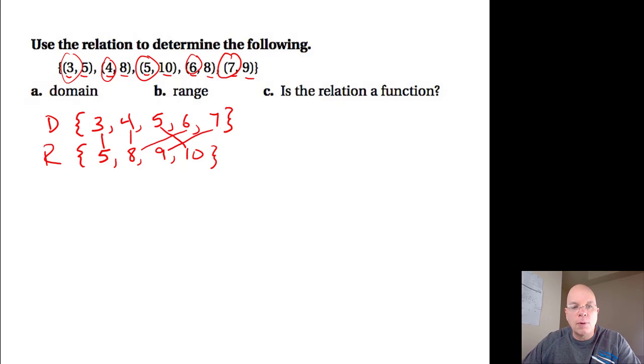You can have more than one value of the domain going to the same value of the range. You just can't have one value of the domain going to two values in the range. And I know that's going to be confusing, but I'll graph it also and show you. 7 goes specifically to 9. This is a function.